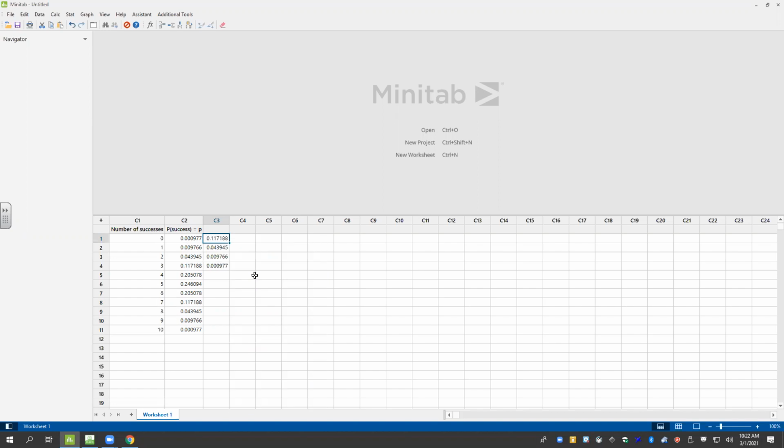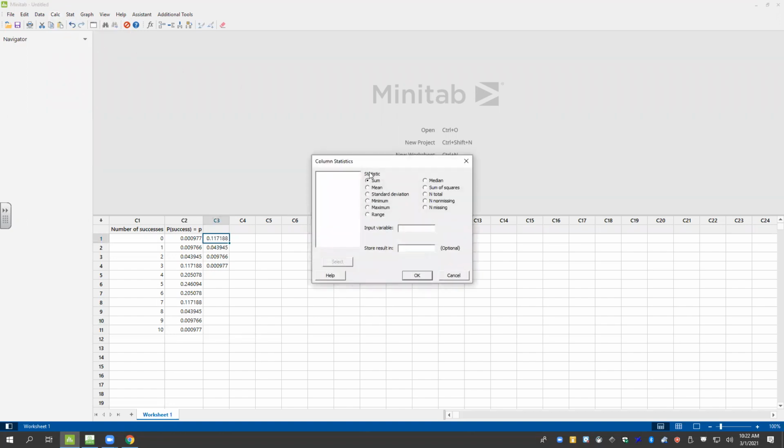And then I'm going to let Minitab do the adding for me. See, I just copied them from one column to another column. So I haven't had to type them in and maybe mistype them. So I've copied them. And then I simply want it to calculate column statistics. I want it to calculate the numbers in that column. And I want it to do the sum. I want it to add up the values in column 3.